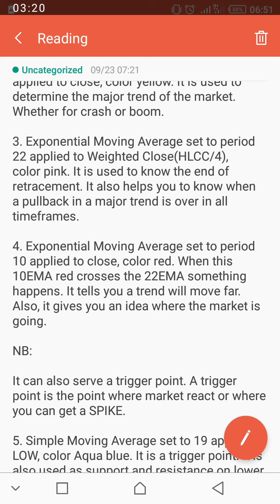Now, this exponential moving average 22 is very important. When price touches it, it always spikes. So it is very powerful. So you have to look at it. The method it is applied to is weighted close, HLCC divided by 4, and the method is exponential. Please be careful with all those things. If you don't get it right, it may affect the result you get. So you have to be careful with it.